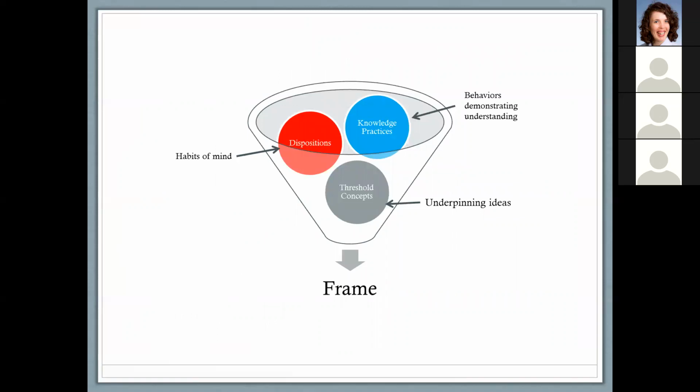And these three parts go into what we call a frame, and there are 6 of these. And if you looked at the framework, you're familiar with what they are. One of them is called scholarship as a conversation. Another one is called authority as constructed and contextual. So the threshold concepts are the underpinning ideas, and then they're supported by dispositions and knowledge practices. These all fit together in creating a frame.